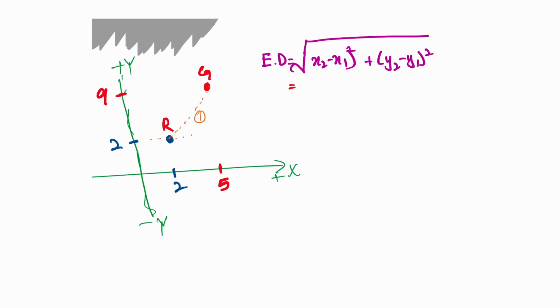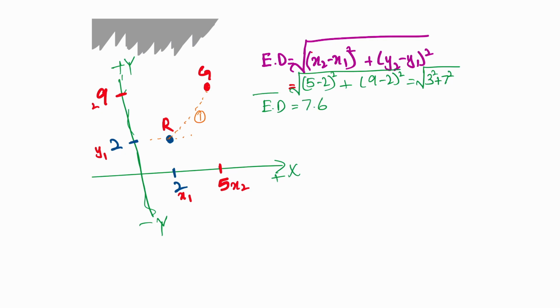For example, let me calculate the values here: x2 is the goal, x1 is the robot, similarly y2 is the goal, y1 is the robot. Let's put in the values. They are going to be equal to the square root of (5 minus 2) squared plus (9 minus 2) squared. The solution is going to be the square root of 3 squared plus 7 squared, which gives a Euclidean distance of 7.6. This is the Euclidean distance.